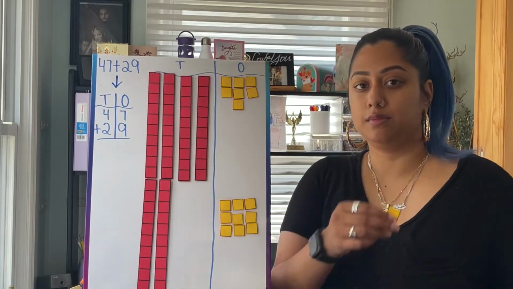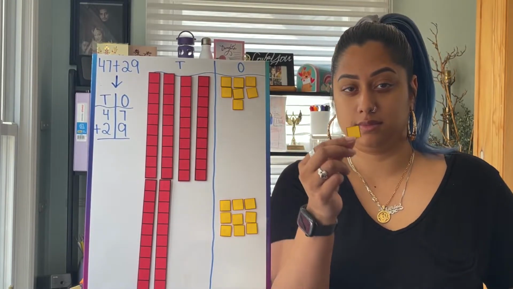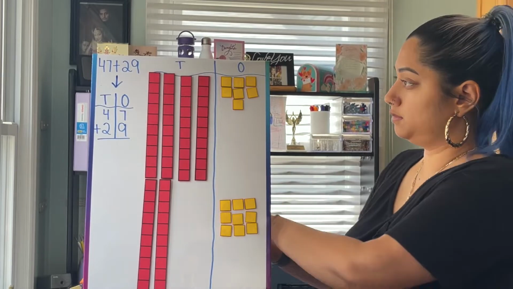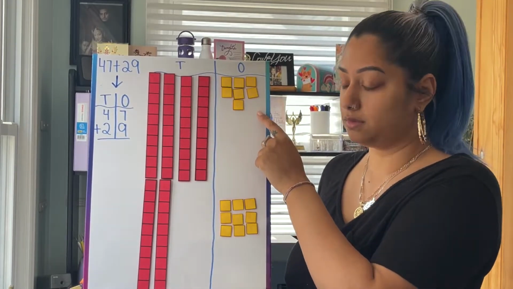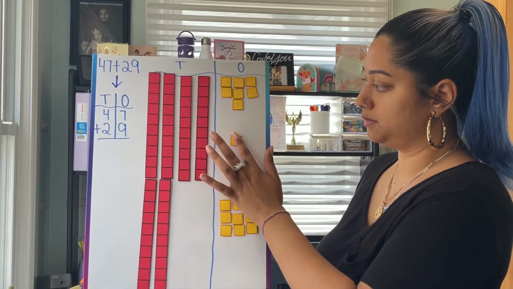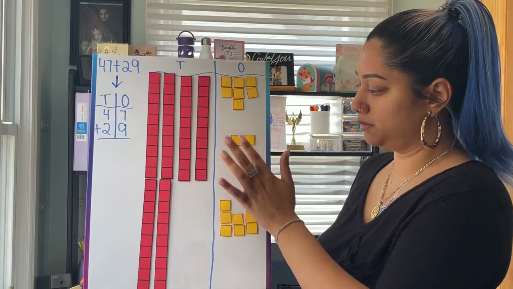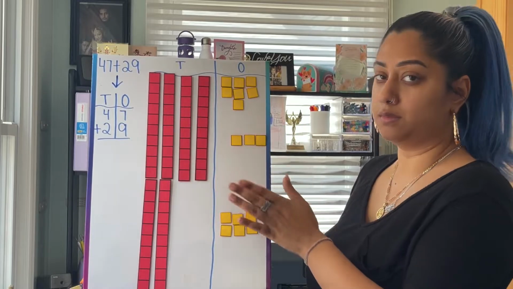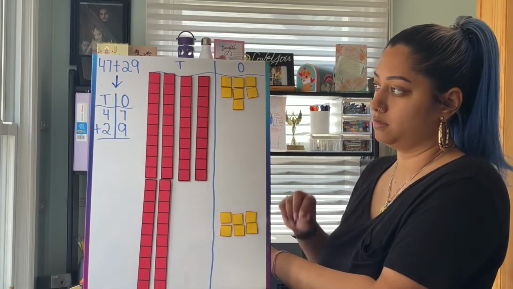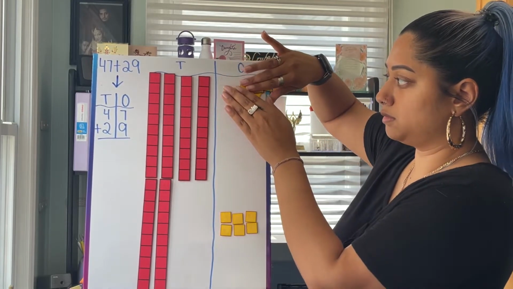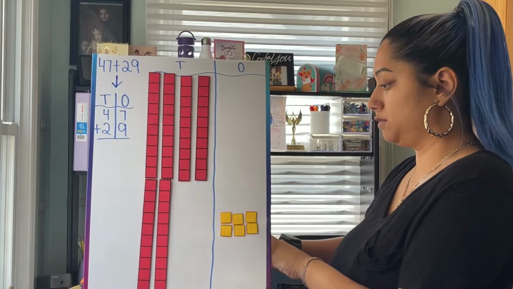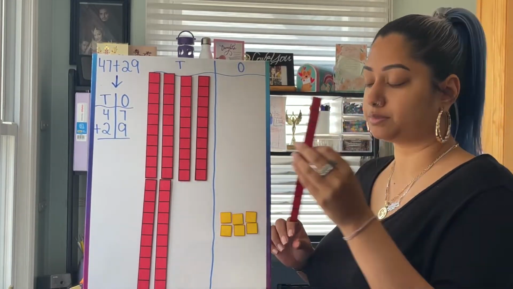So once I'm finished, I'm going to go ahead and regroup. And remember, 10 ones is going to give me a 10. So I have 7 here and I have 9 here. So I'm going to add to my 7 to create a 10. So I'm just going to get rid of these off the board, and I'm going to replace it now with a 10.